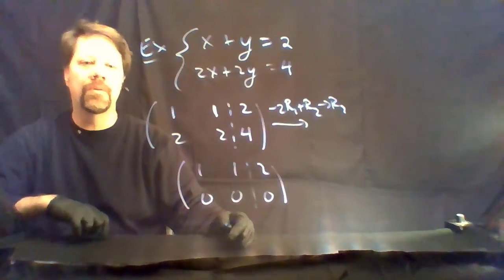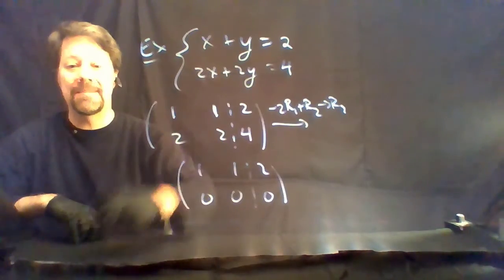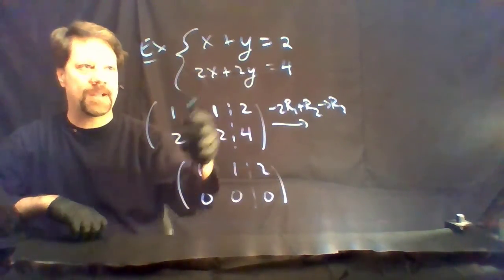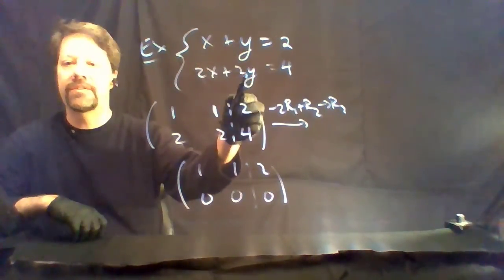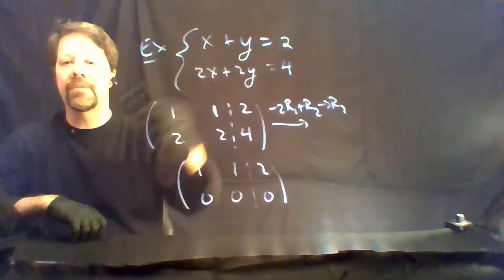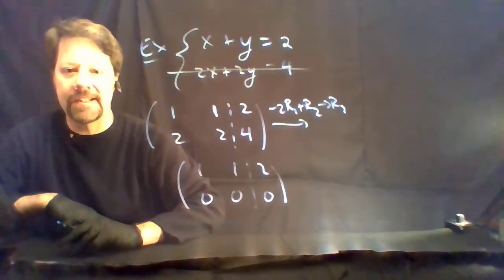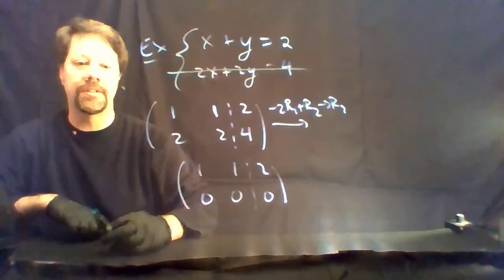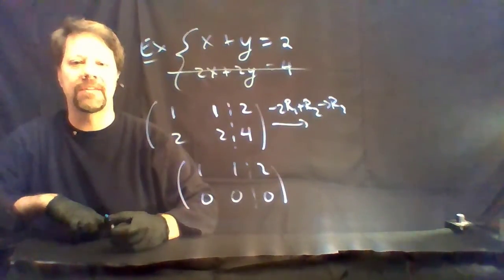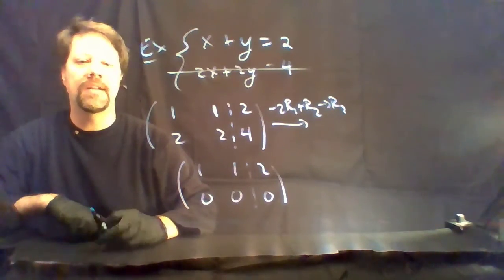If you know that a system is dependent, especially if you have only 2 equations, and you know that one of the equations is dependent, you can just cross the second equation out. You don't need it. Or the first equation. But you can always cross one of them out if you have 2 equations and you know that they are dependent.